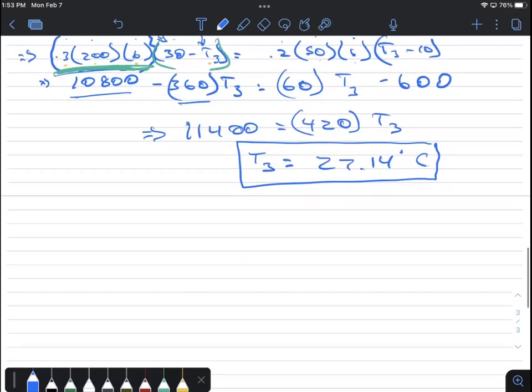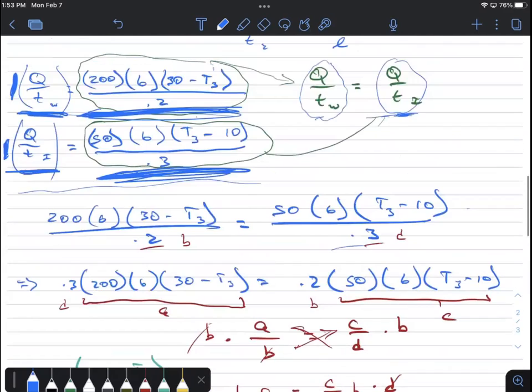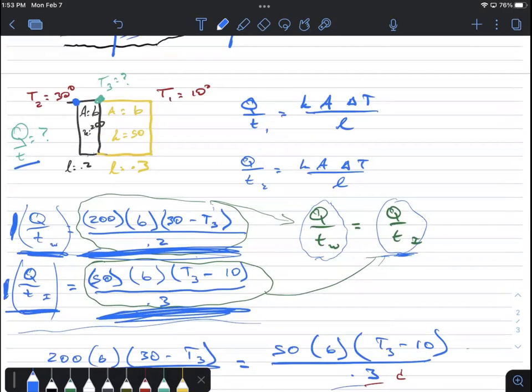Just to foreshadow, now that I know T3, remember what part B is asking me. Part B says, what's the total heat transfer rate through the system? Well, we've already used something conceptually for that. We said that the heat transfer rate through the first part is the same as the second part. So for instance, if 10 joules per second flows through the first and 10 joules per second flows through the second, then it must be that the whole thing allows 10 joules per second through.